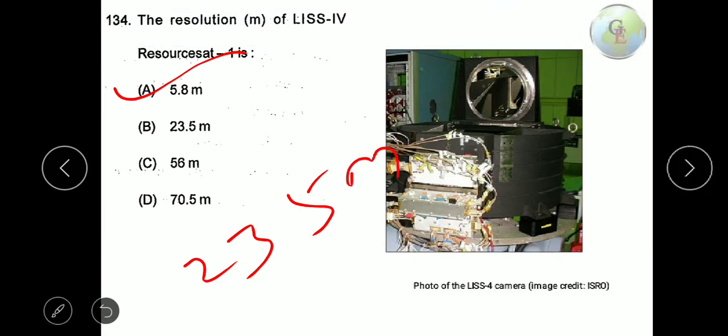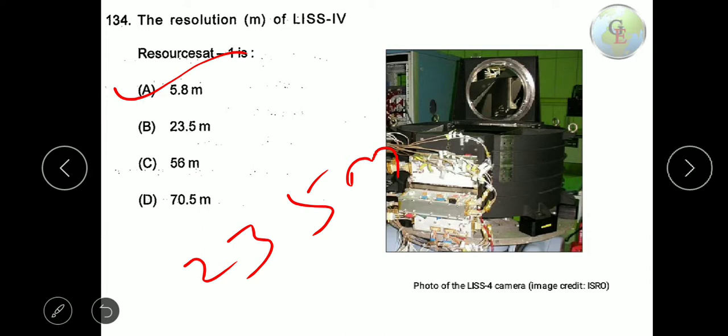And one another sensor is AWiFS, means Advanced Wide Field Sensor. In different exams they can ask you about the full form of AWiFS, Advanced Wide Field Sensor. Then payload, PDHS, Payload Data Handling System. This is a system in Resourcesat 2.